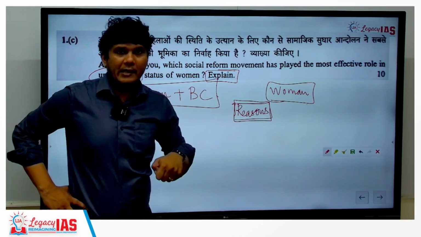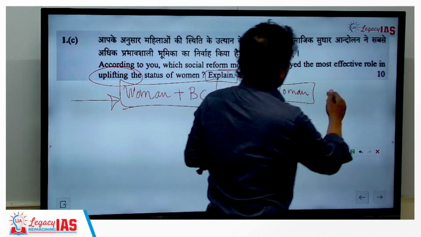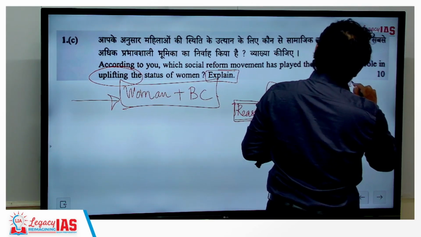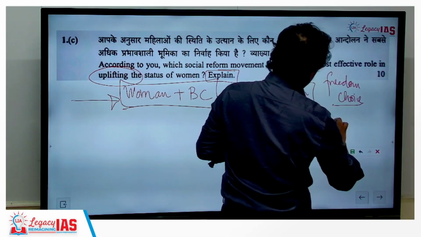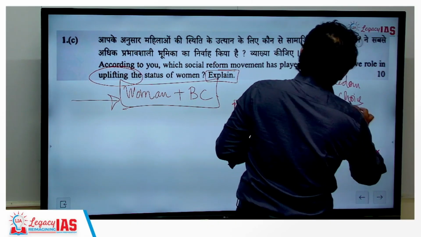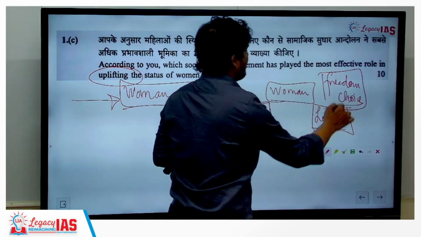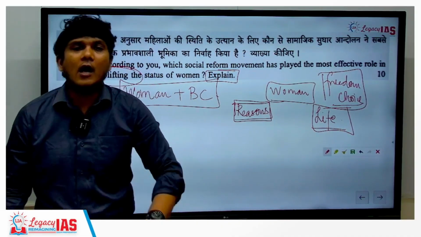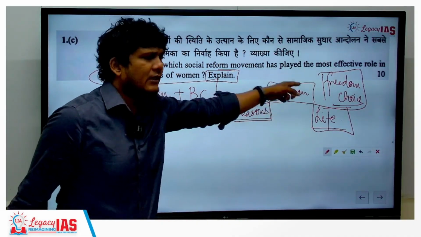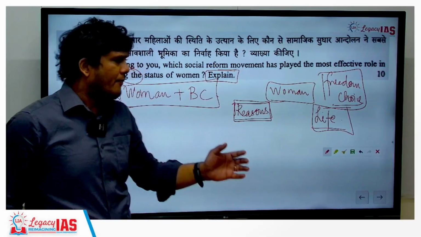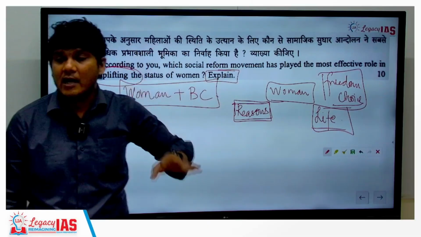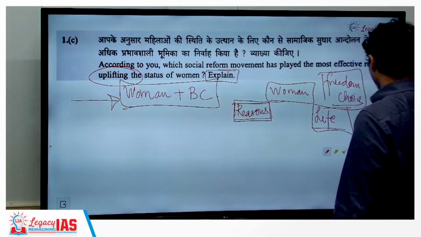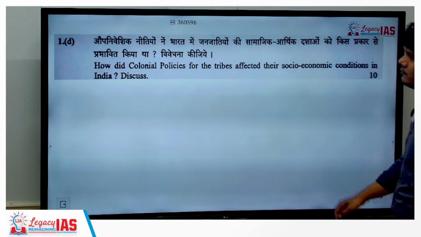So that happened. What reasons would there be? The freedom of choice was given. The freedom to life was given. Talk about this. These two are the most important factors in uplifting a female, uplifting anyone. These are the most important factors that were provided to them. So these are the things you can explain under the most important social reform movements for women.